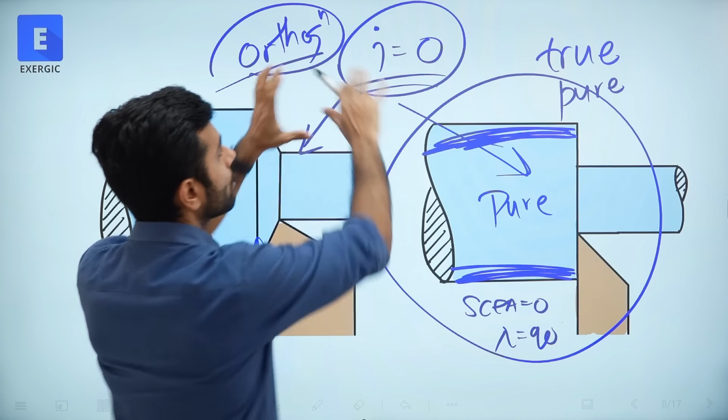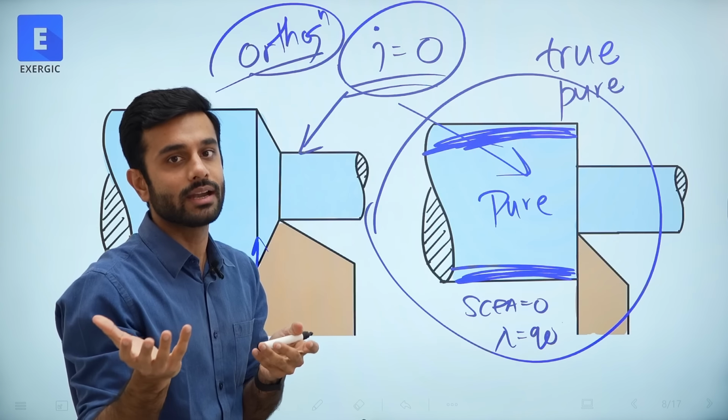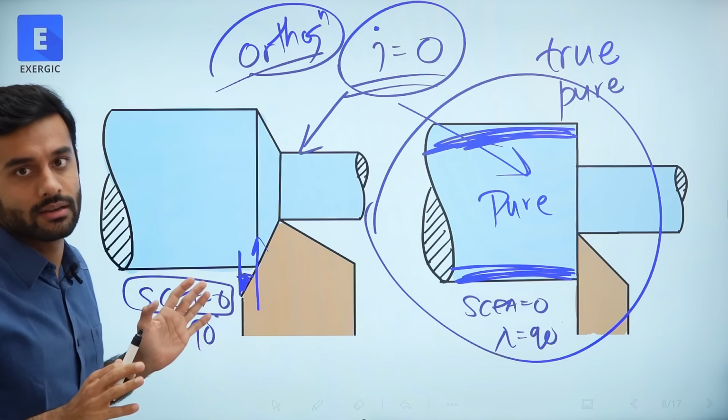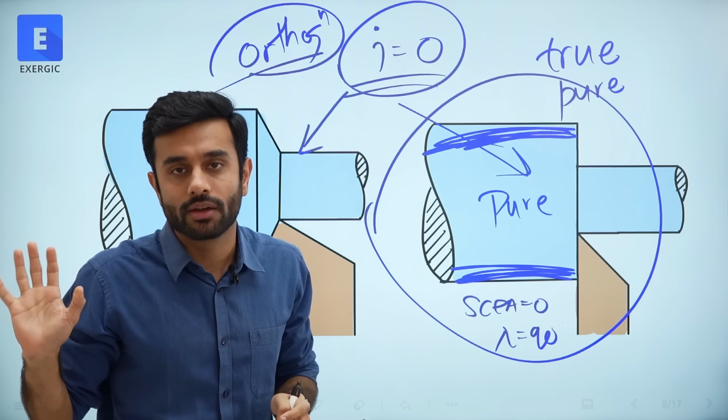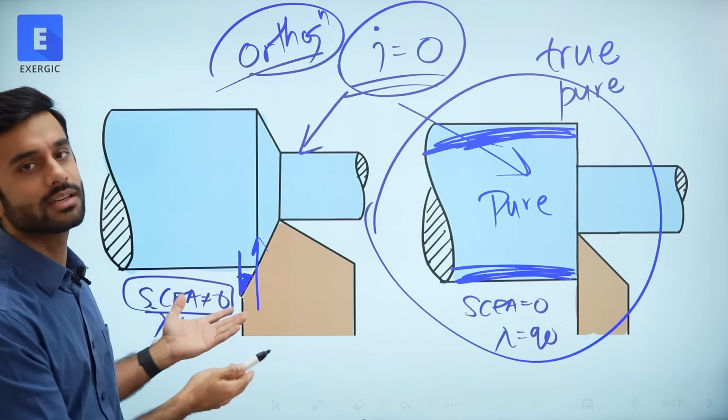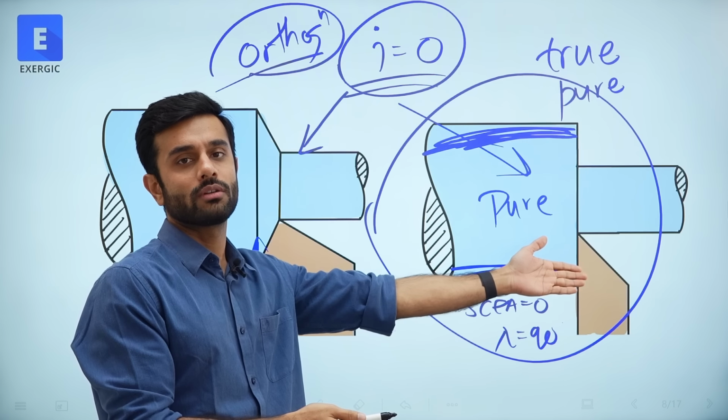No. If it is orthogonal and it is satisfying the rest of the conditions, means you have not been given anything from which you can find out the side cutting edge angle, or the side cutting edge angle has not been given to you, and nothing has been given which suggests that this angle has any value or significance, then this is the only way that you solve it.